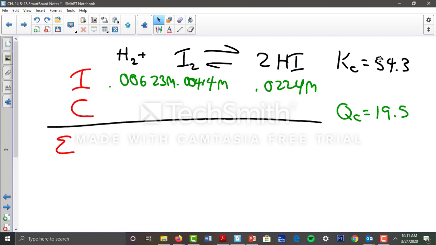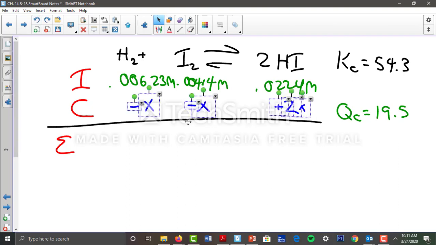Well, Q is less than K. So what that tells you is that it hasn't gotten to equilibrium yet. So that means that the products still have to increase and the reactants still have to decrease. So that means these are going to be minuses and these are going to be pluses. So minus x, and plus 2x. That's the first half of this problem that makes it more difficult.